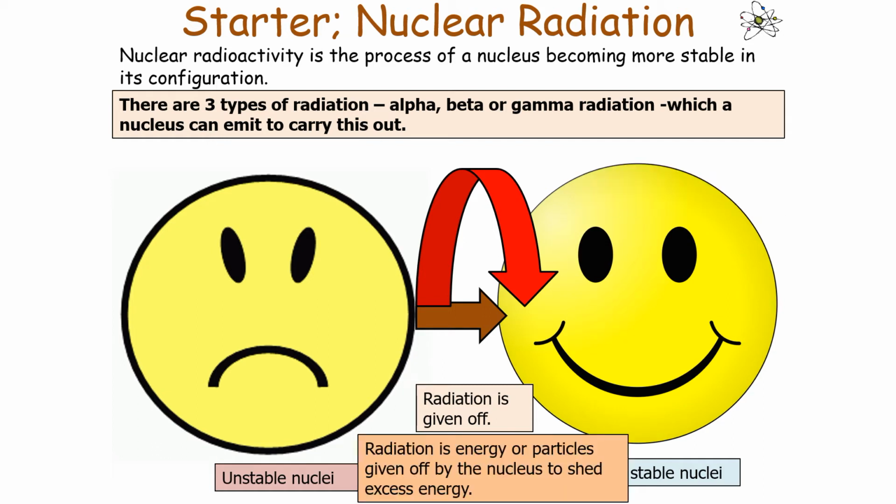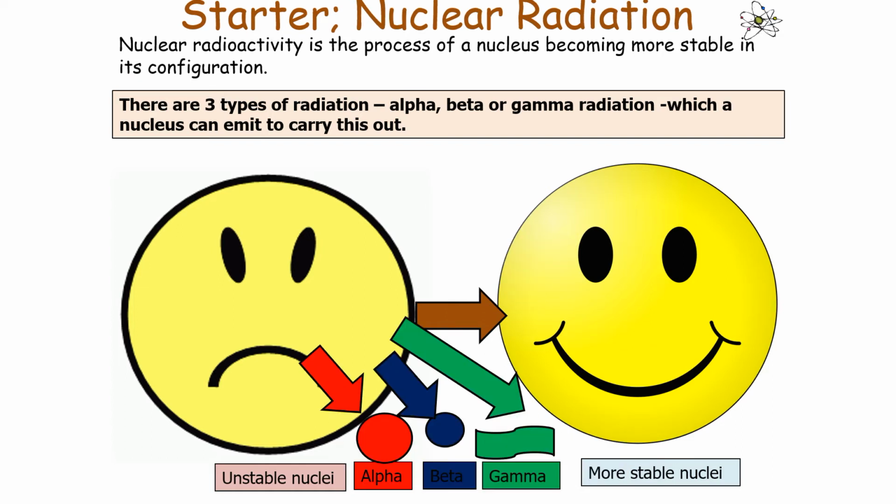Now radiation is the energy or particles given off by the nucleus to shed this excess energy which makes them unstable. Now like we said before, another name for radiation is radioactive emission, and there are three types of radioactive decay an unstable nucleus can undergo depending on the type of unstable nucleus that it is. But this radiation must always originate from the nucleus of the atom. It is nuclear radiation, and the three types of radiation are alpha, beta, and gamma.